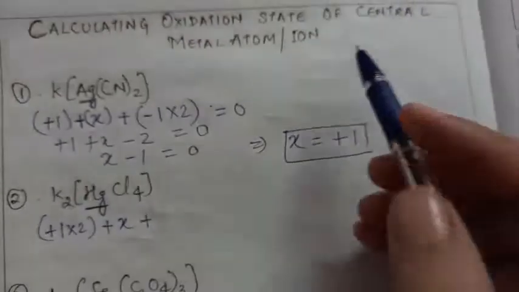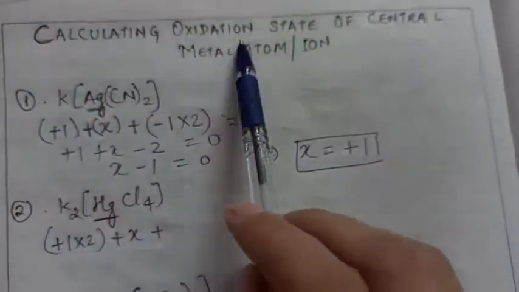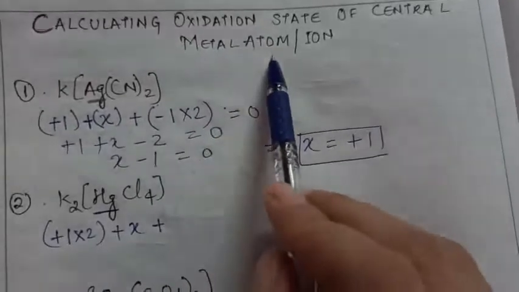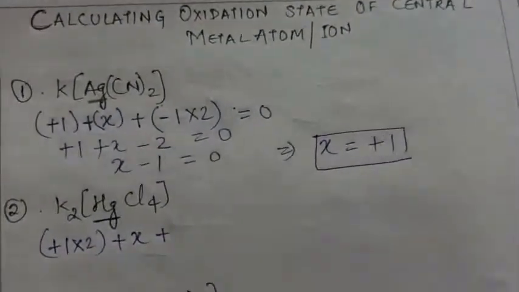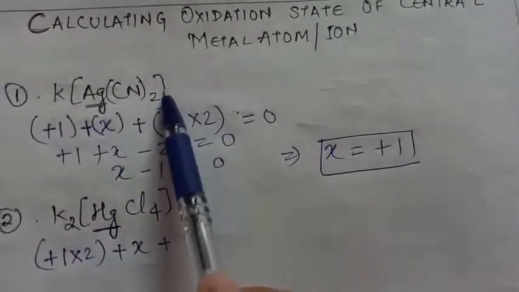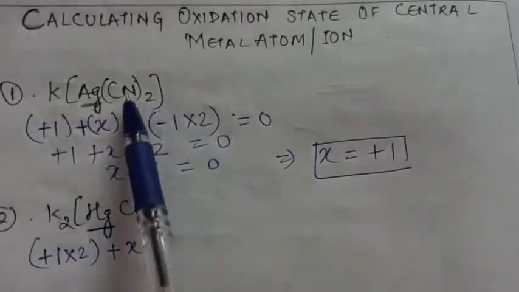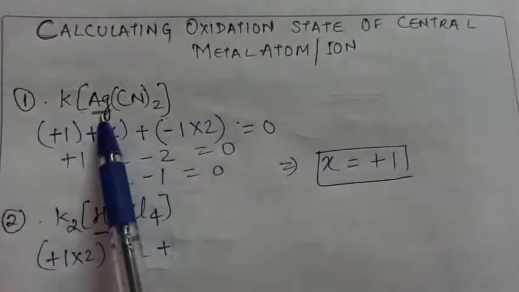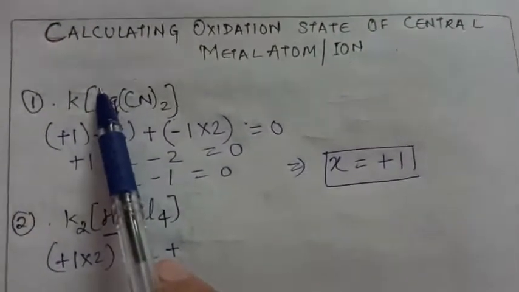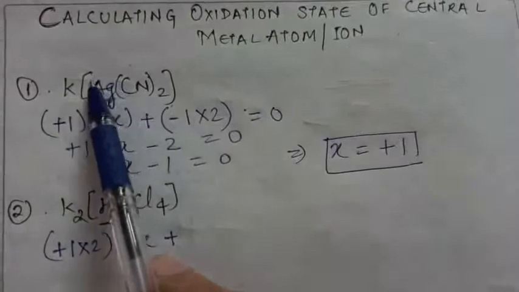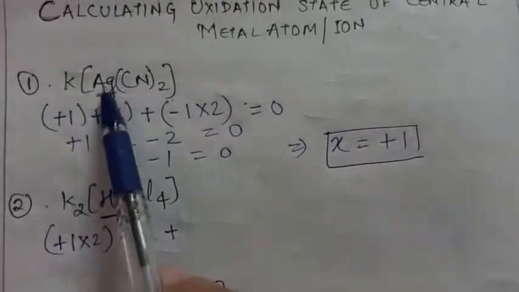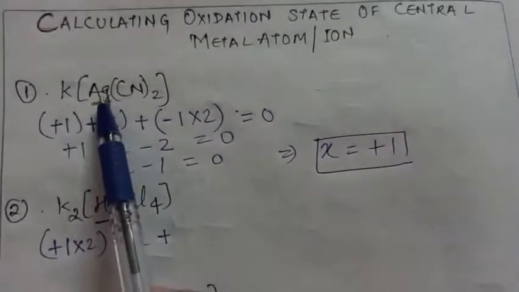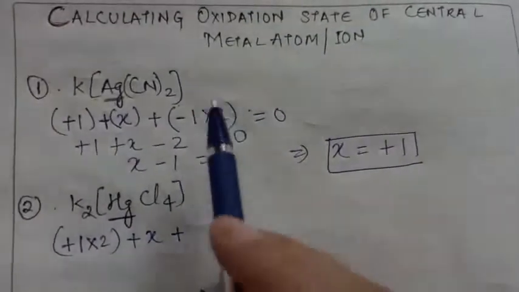In this video, we will learn how to calculate the oxidation state of the central metal atom or ion. So, if this is our example for calculating the oxidation state for the central metal atom, then this is the central metal atom. In previous videos, I have already told you that as soon as the bracket starts, the first entity written inside is the central metal atom, of which the oxidation state has to be calculated.